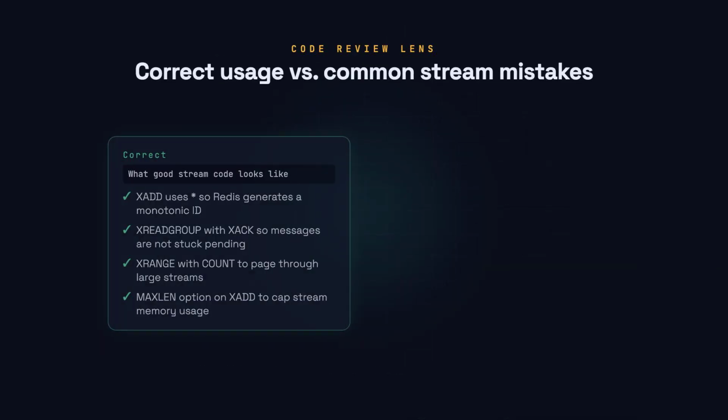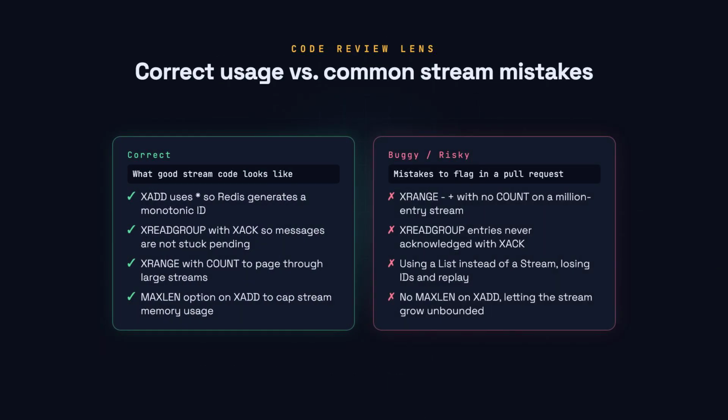When reviewing a pull request that uses streams, watch for XRANGE calls with no count limit, consumer group reads that never call XACK, and missing MAXLEN caps that will silently exhaust memory over time.